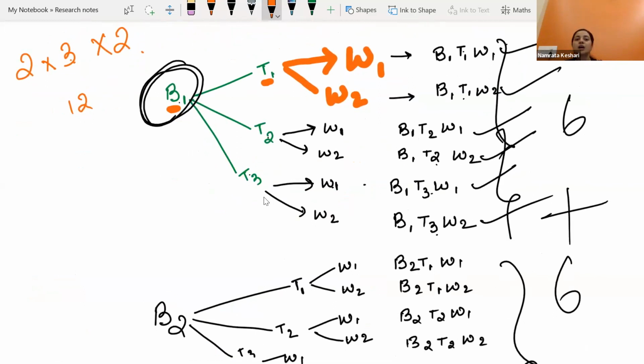So from now onward we will not make these branches. These are okay for understanding, but we will be using this multiplication, the way we are solving it, the fundamental theorem of counting, or the multiplication rule, for counting the whole possibility, how many total possibilities there will be.